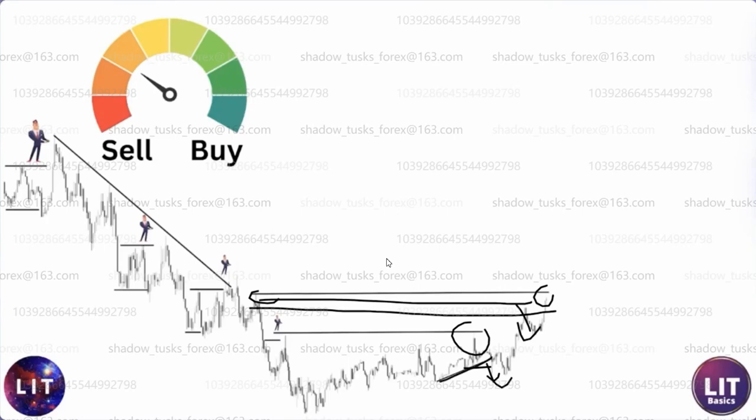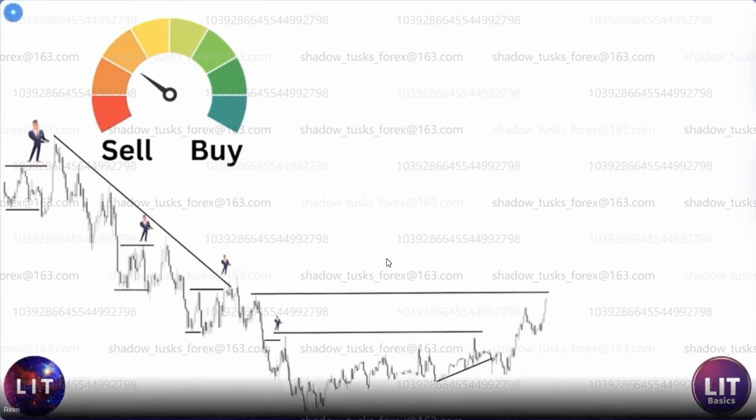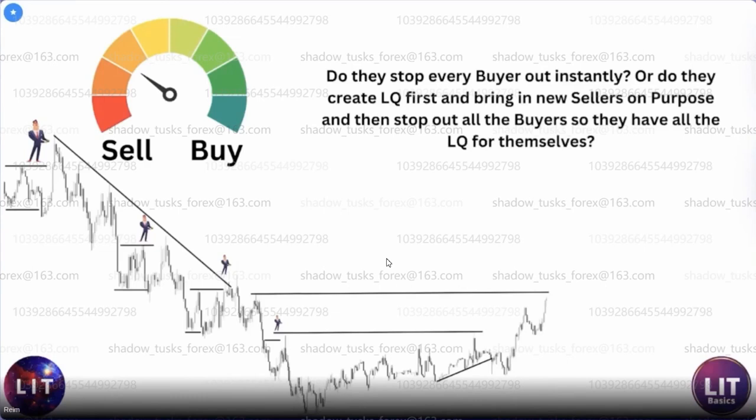They're building the trend line, inducing it short to go higher though, to push price action and slowly start trading the trend to make reversal traders excited. Again, but they're already in the moves to prepare their long moves. So how are they going to do it? Let's see. Do they stop out every buyer instantly though? No. Do they create liquidity first to bring in new sellers on purpose and then stop out all the buyers to then liquidate them for themselves?